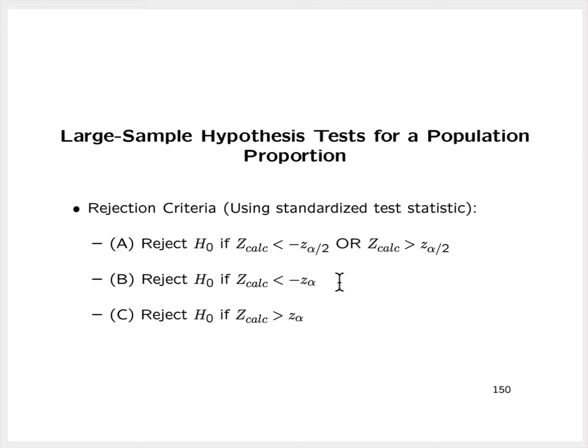For a left-tailed test, the rejection criteria is to reject the null hypothesis if the standardized version of our test statistic, z-calc, is less than negative z sub alpha, and if we're performing a right-tailed test, then the rejection criterion is to reject the null hypothesis if z-calc is greater than positive z sub alpha.